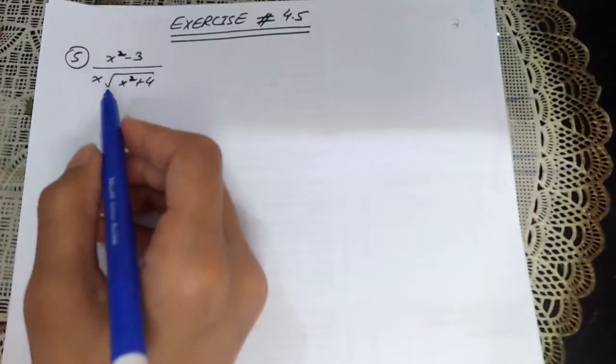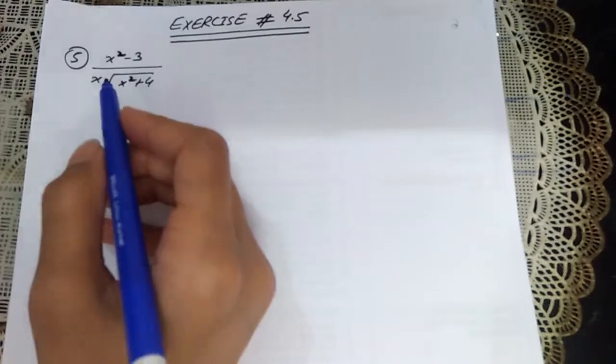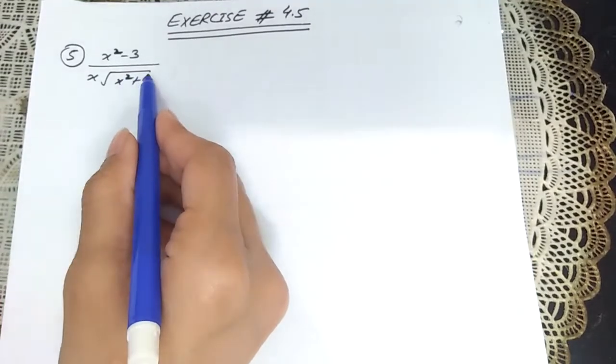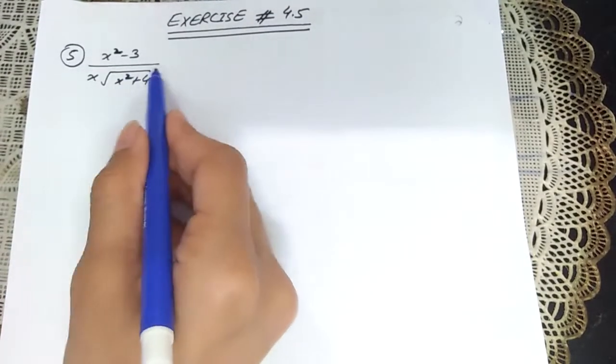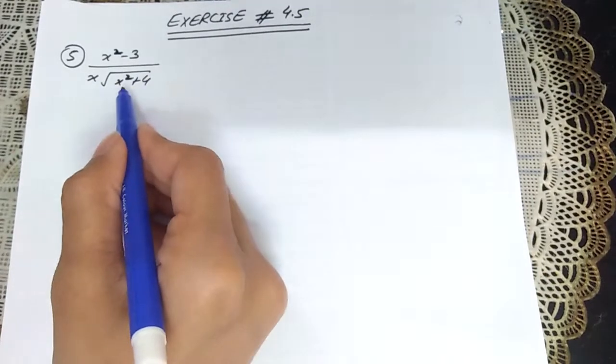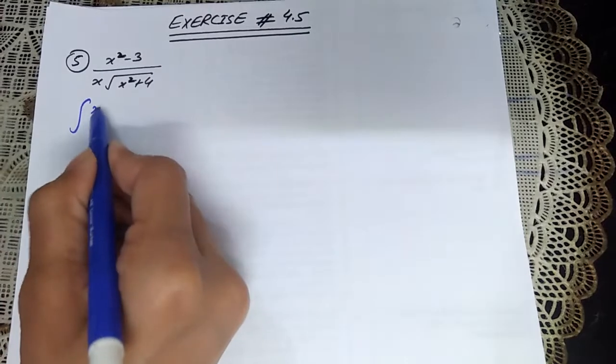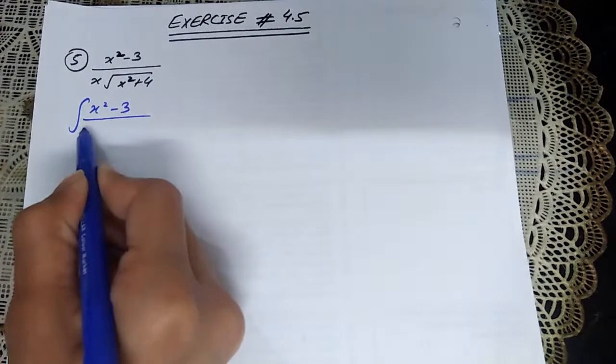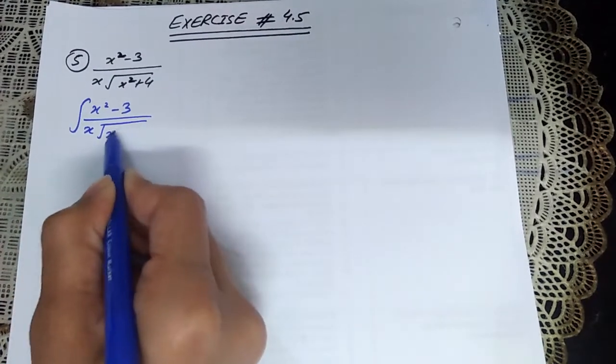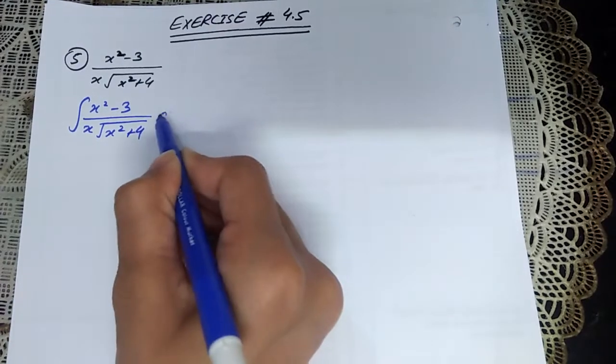Question number 6 of exercise 4.5. Integrate (x² − 3) over x into under root x² + 4. We need to integrate this function (x² − 3) over x into under root x² + 4 dx.